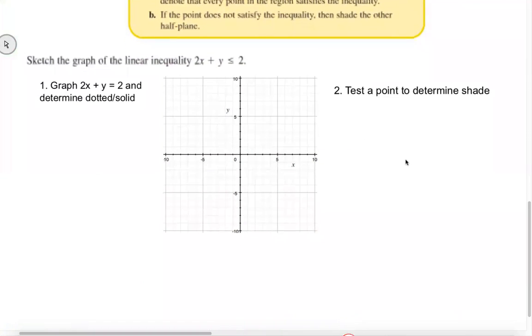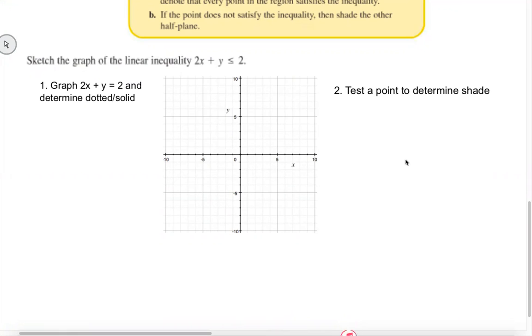So let's look at this one. We all have this one, right? All right, let's look at this problem. When I'm graphing it, I'm actually graphing the line 2x plus y equals 2, right? That's what I'm actually trying to graph here.